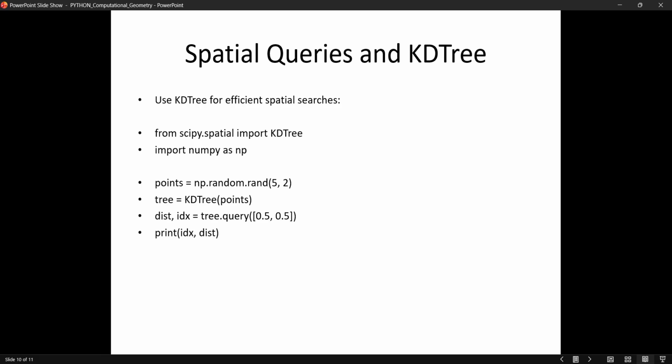Spatial queries and KD tree. When you have large data sets of points, efficiency becomes especially important. That's where KD tree from scipy.spatial comes in.